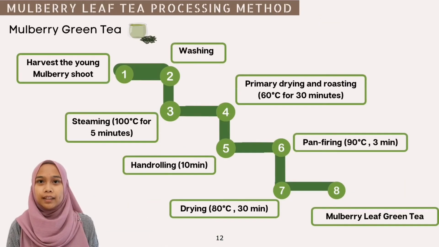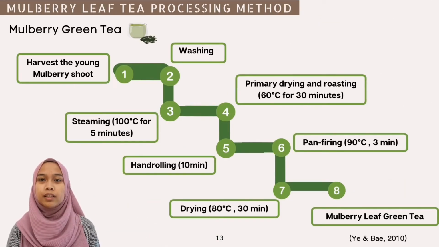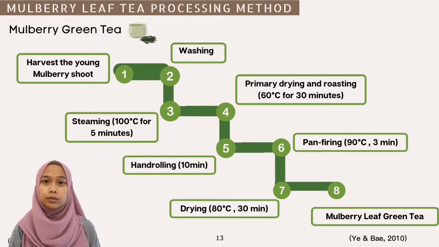For the processing method for mulberry green tea, the process will start by harvesting the young mulberry shoot and washing the leaf before the steaming process. Then, the leaf will undergo the primary drying and roasting before hand rolling and pan frying. The leaf will then dry for the final process.